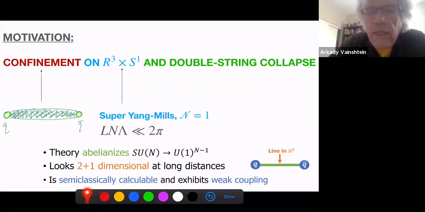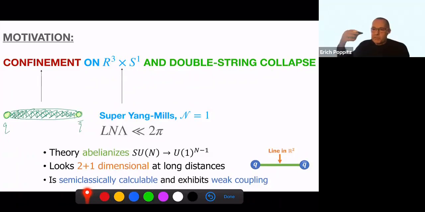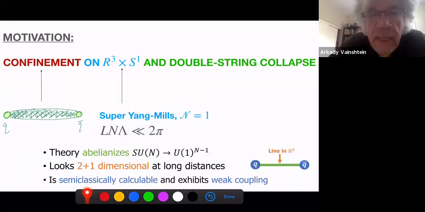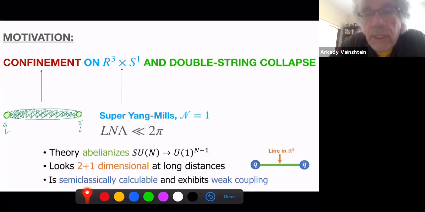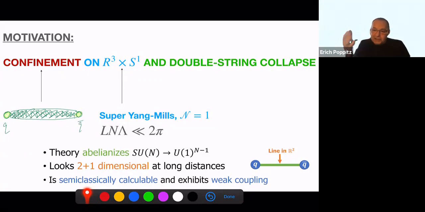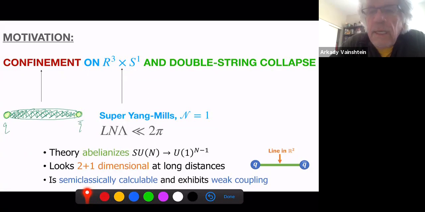No, just a moment. If you consider high temperature, it would still be R3 times S1, with the fermions having anti-periodic boundary conditions. I agree, but when it's periodic boundary conditions for the fermions, it's not a partition function, then it is an index. Yes, you can say that. The partition function is the Witten index. Correct. But then to call it confinement, I think it's not very appropriate.